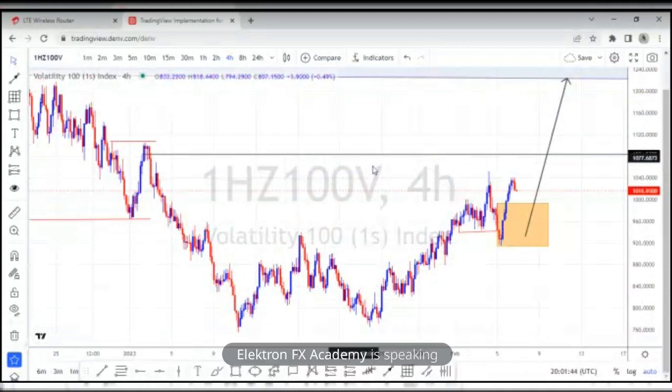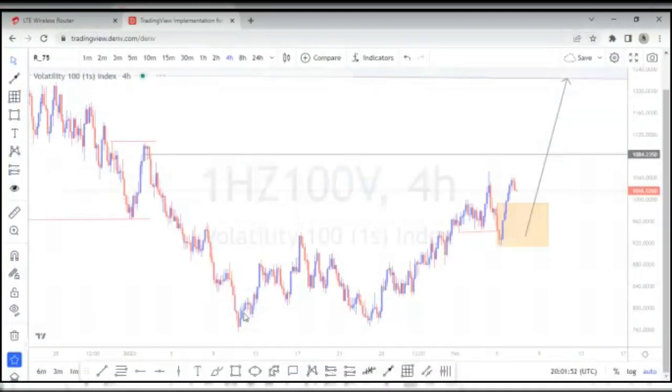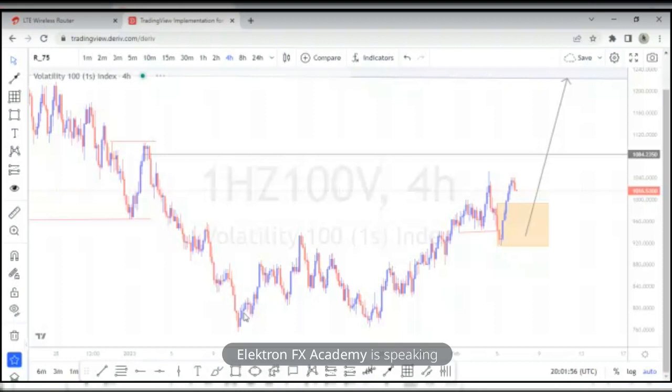And finally, B75. We'll close the analysis with this and then we'll wrap it up. Alright, start from the higher time frame. Alright, let's go.